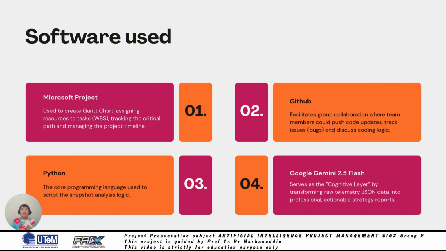Third is Python, which is the core programming language used to script the snapshot analysis logic. And the fourth is Google Gemini 2.5 Flash. It serves as the AI cognitive layer by transforming the raw telemetry JSON data into professional, actionable strategy reports.